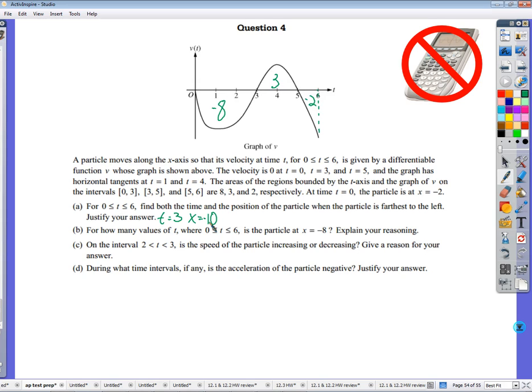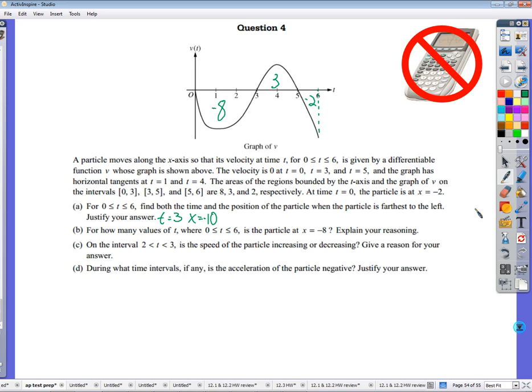For how many values of t, where t is between 0 and 6, is the particle at x equals negative 8? Explain the reason. How many times is it at negative 8? Twice. So why do you think it's been there twice? When it is going 8 to the left, it reaches it the first time on the way, and then as it's coming back, it'll hit it again. Does it hit it again when it goes back again?